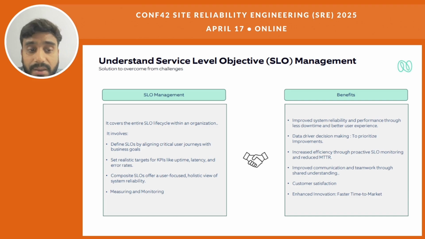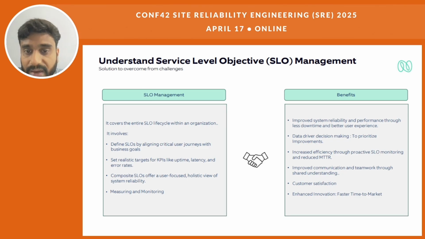Then we have different kinds of SLOs, like composite SLOs. A composite SLO is basically a combination of the individual SLOs that we define. If we want to measure the reliability of a complete system, we need a holistic view of that system. Composite SLO comes into the picture in that case, where we have individual SLOs for the different services, and the aggregation of those SLOs is made to create a composite SLO. And at the end, correct measuring and monitoring of the system is needed, where we set the correct alerts for the error budgets and monitoring of the complete system.